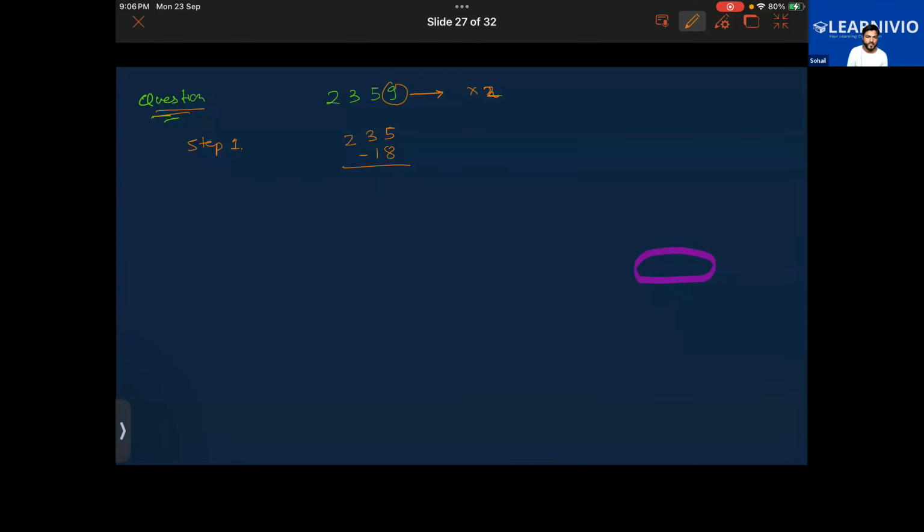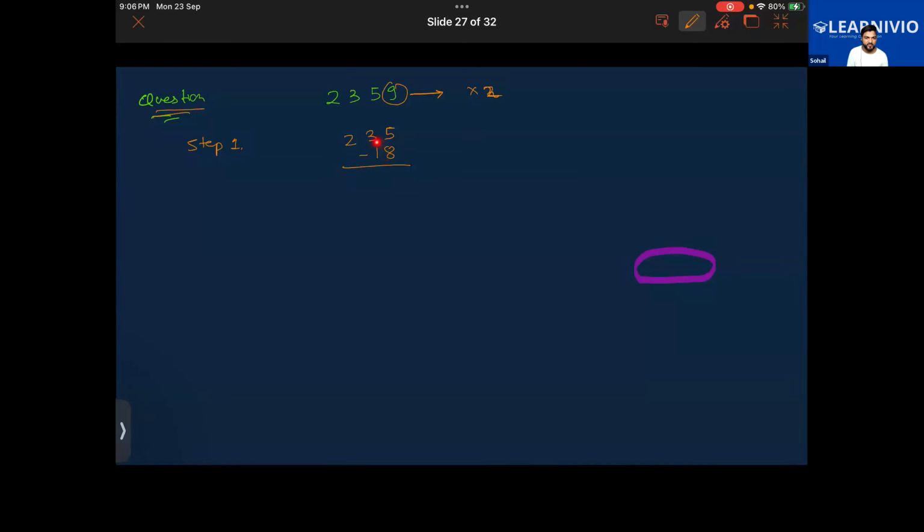Wait, I did some calculation here. I can see it. What are you getting after subtracting 18 from 35? 218. Yes, that's the problem. Your calculation is weak here. That's the problem here, Sumaya. See, this is such a basic mistake you have made.